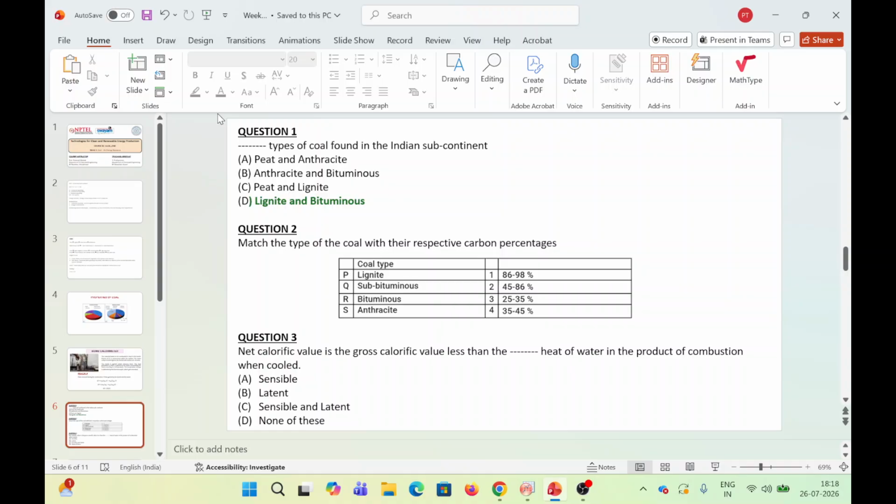So I hope you remember, higher the rank of coal, higher the carbon content in the coal, because more amount of energy can be produced and that is more desirable for our application or for our need. Whereas a low carbon content one is basically a less desirable one because you are not going to get that much amount of energy and hence it gets a lower rank. So what about question 2? Match the type of coal with their carbon percentage.